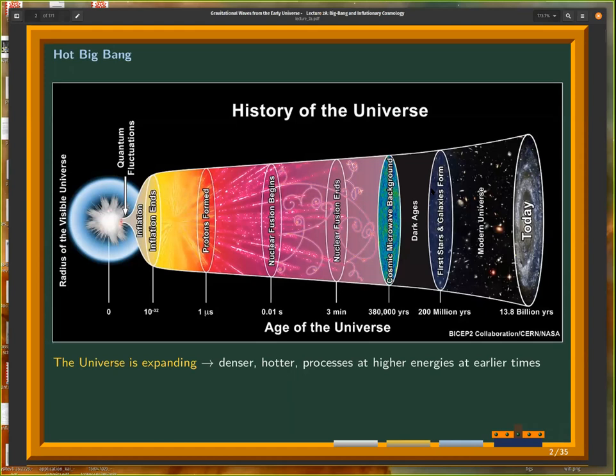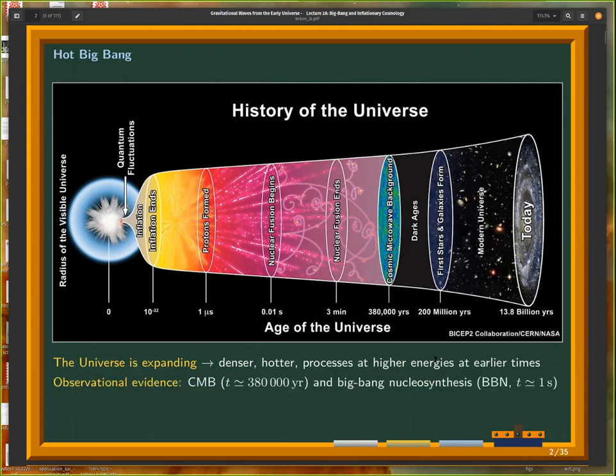Just a brief overview of the history of our universe from the perspective of hot Big Bang cosmology. We know and we observe that the universe is expanding, so we can basically extrapolate this evolution back in time. We can basically rewind the movie and describe how the universe must have looked in the past. So because our universe is expanding, we know that at earlier times it must have been denser, hotter, and particle physics processes at high energies must have taken place in our universe.